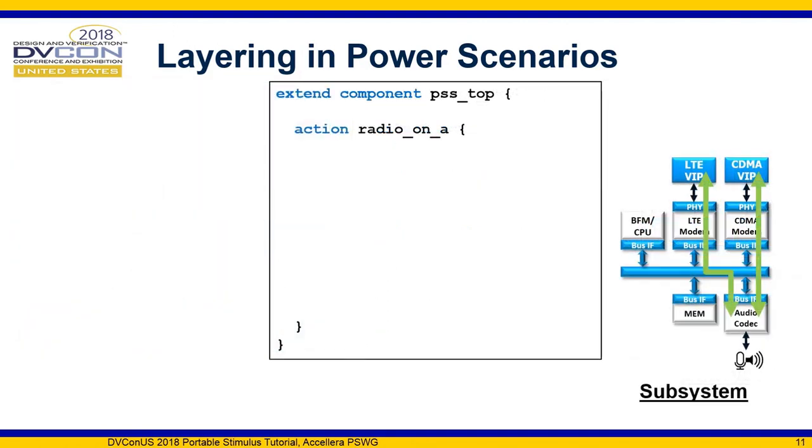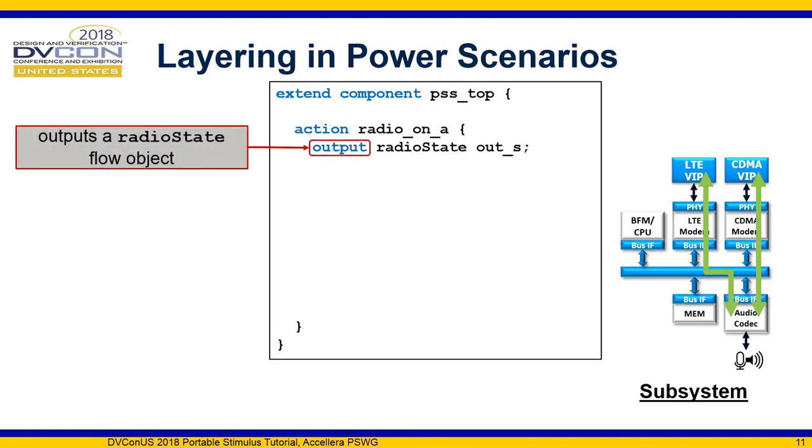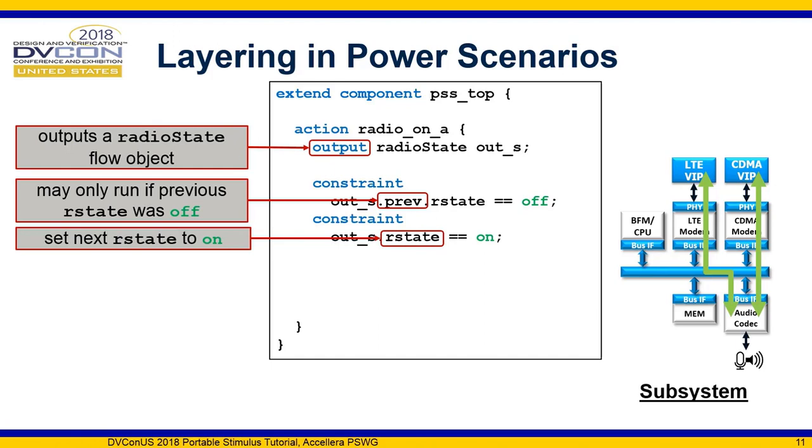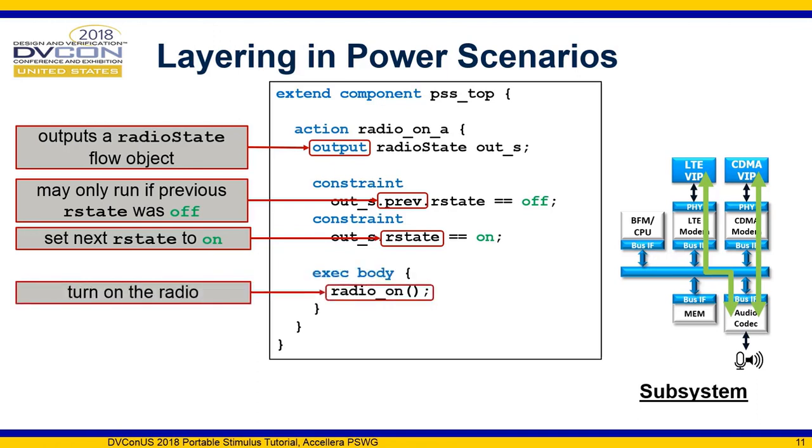Now's the subtlety, right? We're going to define a new action, a radio on action. And he produces as output one of these radio state objects. Okay? And he has a constraint that says he can only run if the previous state of the radio state object was off. Right? So if it's already off, then he's allowed to run and do something. Otherwise, he cannot. So when we're coming into this, the radio state was off, he can run, but if the radio state was set to on, he can no longer be invoked. And then he has a second constraint that says, once I run, I'm going to remember the next state is on. And this guy can have the exec body that says, okay, please go turn on my radio subsystem, whatever that takes.